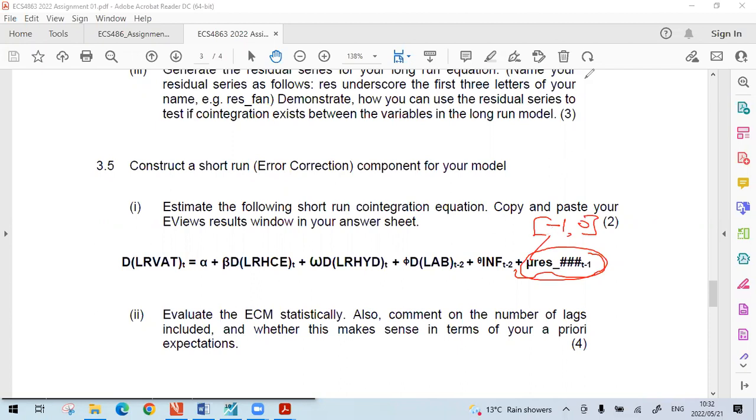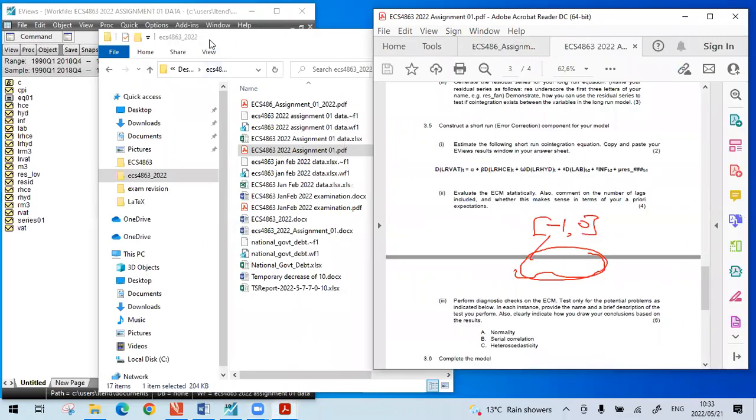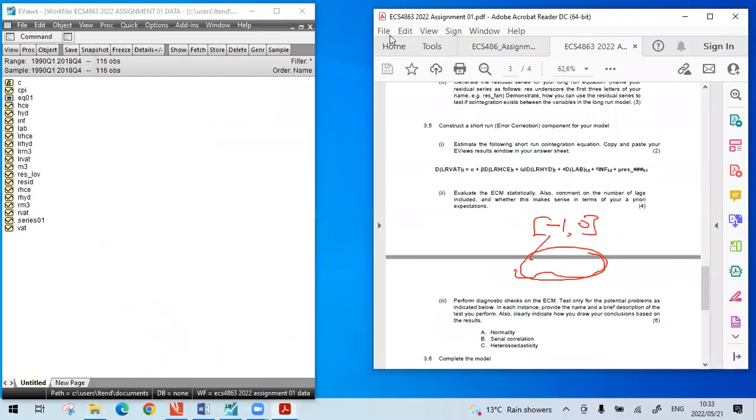We are now on question 3.5. This is what we are going to do. I'm reading question 3.5. Let's be quick now. Estimate the following short run co-integration equation. Copy and paste your eViews results window in the answer sheet. So this is what we are given. Maybe I should do this and close this for now.